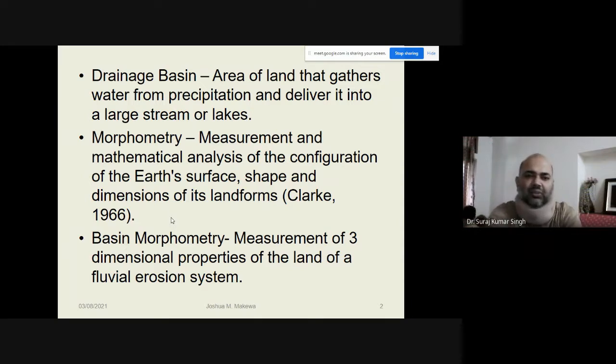Whenever you are measuring, our land surface is a 3D representation. That means for each and every piece of land, the height is different. In order to measure that height, you need a three-dimensional property, because the Earth is 3D. So we'll be measuring these 3D measurements of the fluvial erosion systems.